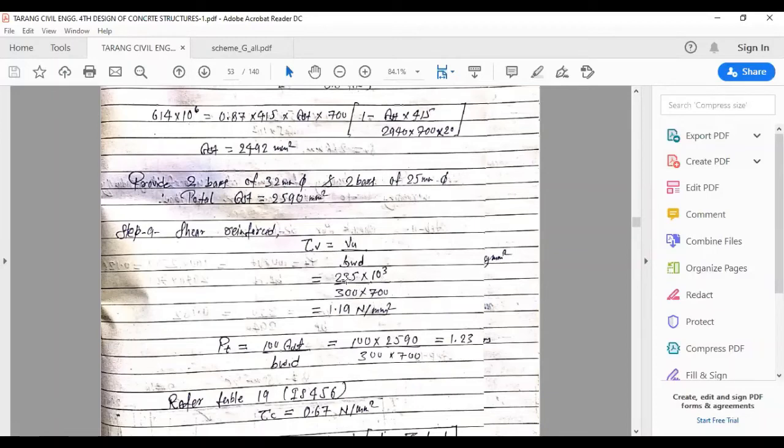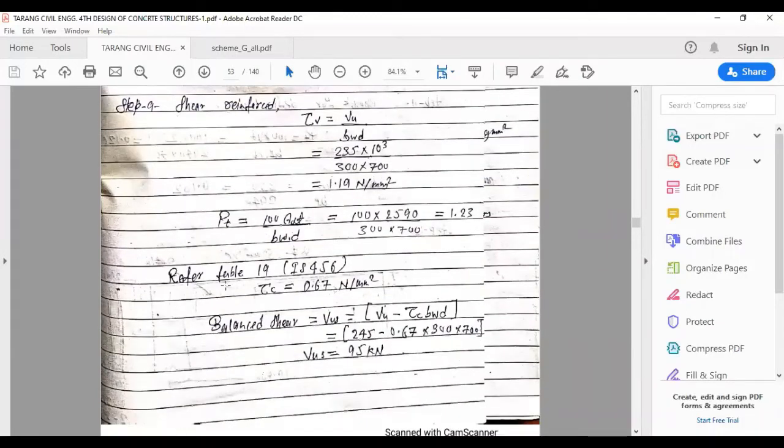So Vu, the shear force value, we have found out in the previous pages, and its value is 235. Converting it accordingly, the breadth of web is 300 and effective depth is 700. So it comes out to be 1.19 Newton per mm square.